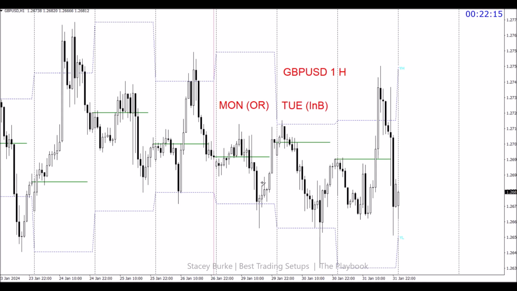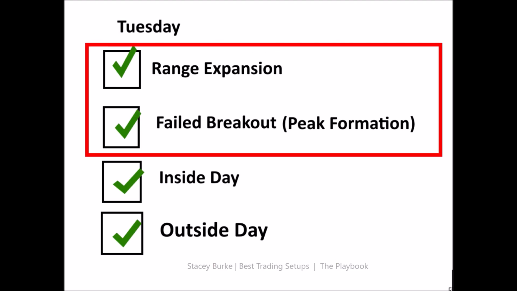We've broken Friday's low of day and pulled back inside. And then we make a slightly higher high on Tuesday, day 2, and a lower low. But hold on, Stacey, you didn't talk about a day that expands the range on both sides. Well, that would be an outside day. Oh, we didn't talk about that, but what we have now is a range expansion potentially on both sides.